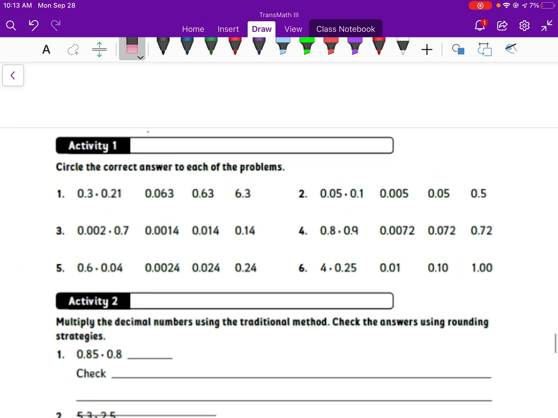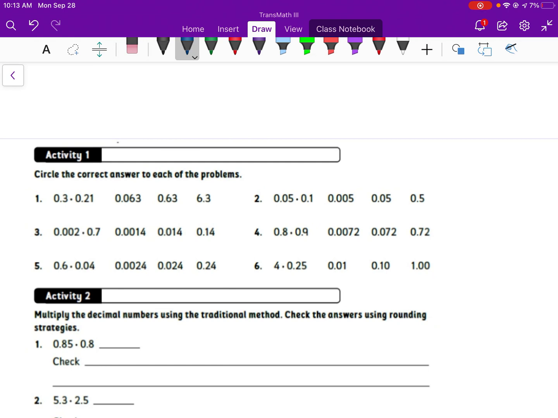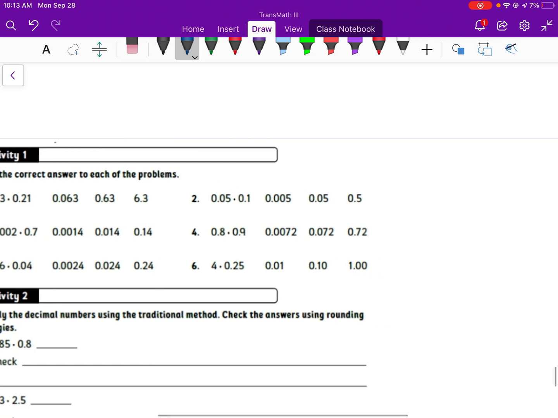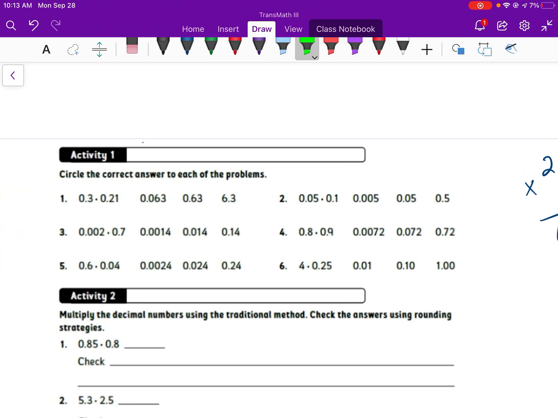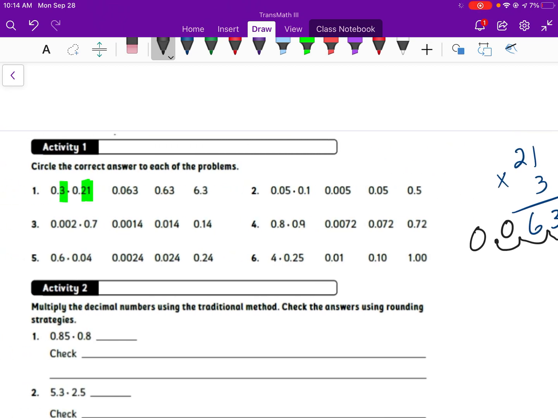Okay, so number one, we got 0.3 times 0.21. So when we do this, all you really need to do is think 21 times 3, or 3 times 21. I'm going to say 21 times 3. Okay, so then 3, 6. Now, I'm going to go back, and I'm going to count my decimal places. 1, 2, 3. So with that, I need to move this over 1, 2, 3 spots. Now, if you get an open spot like that, we're going to fill it in with a 0. So 0.063 in this case.